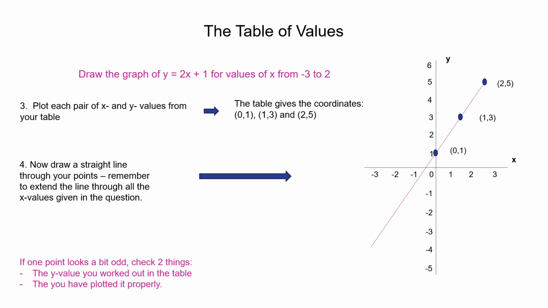Then you plot each pair of x and y values from your table. And we can see here the table gives the coordinates of 0, 1, 1, 3, and 2, 5. Now you just draw a straight line through your points and remember to extend the line through all of the x values given in the question.